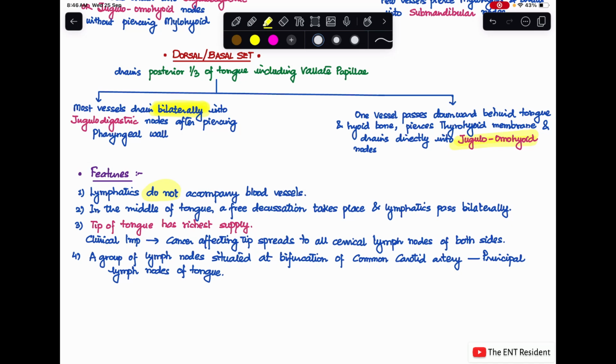Third point is the tip of the tongue has the richest supply. So, the clinical importance of this particular point is the fact that if there is a carcinoma affecting the tip of the tongue, there is a higher propensity that it will spread to all the cervical lymph nodes on both sides of the neck. This is very important because this leads to a more severe staging of the tongue carcinoma because of involvement of bilateral lymph nodes and most of the lymph nodes being involved. Last of all, a group of lymph nodes situated at the bifurcation of the common carotid artery is known as the principal lymph nodes of the tongue.